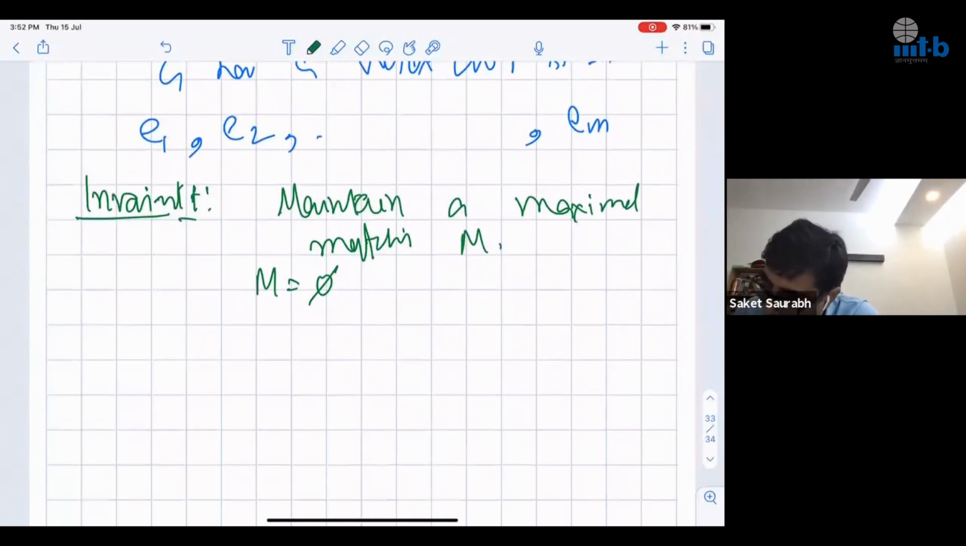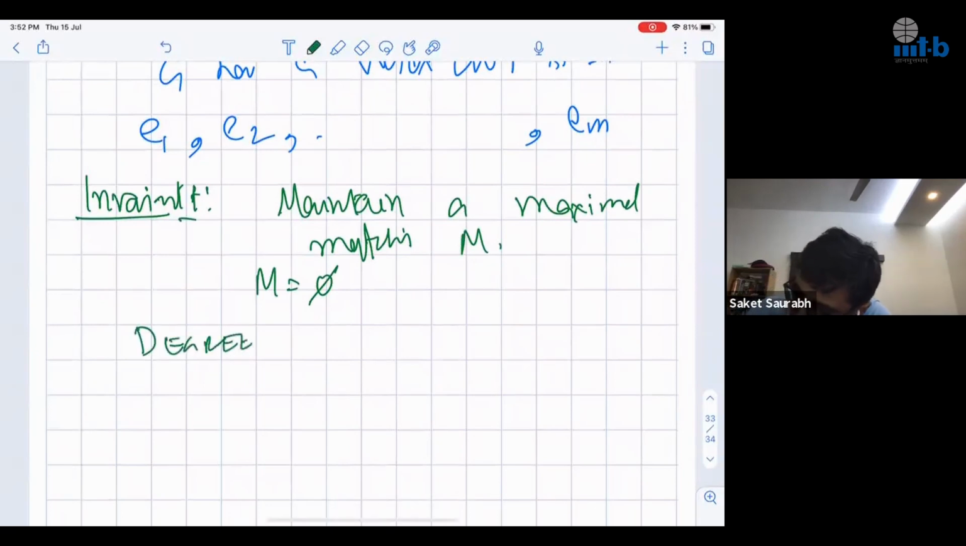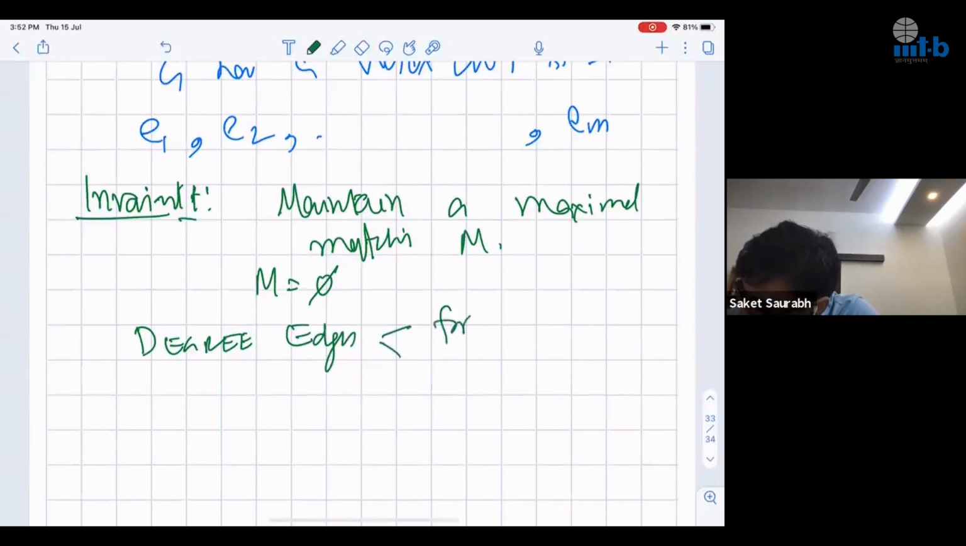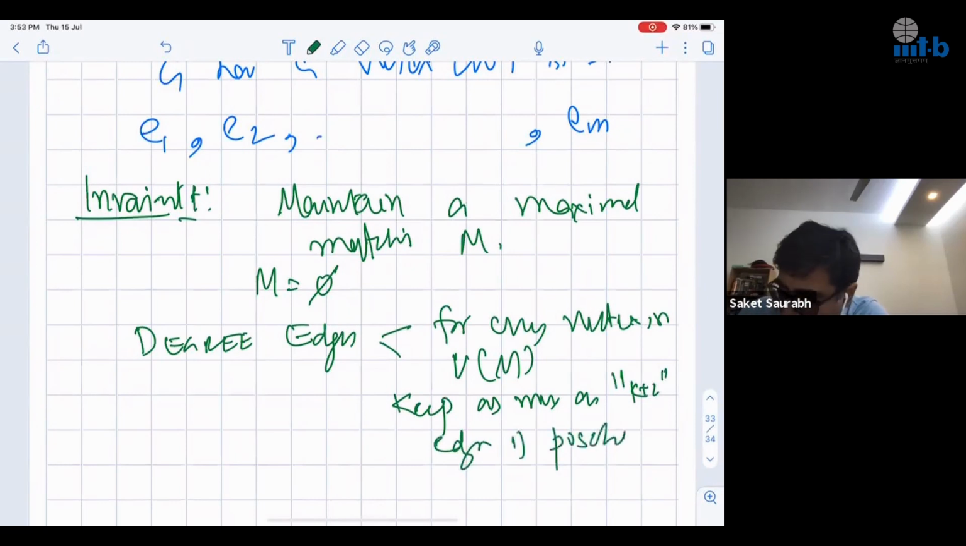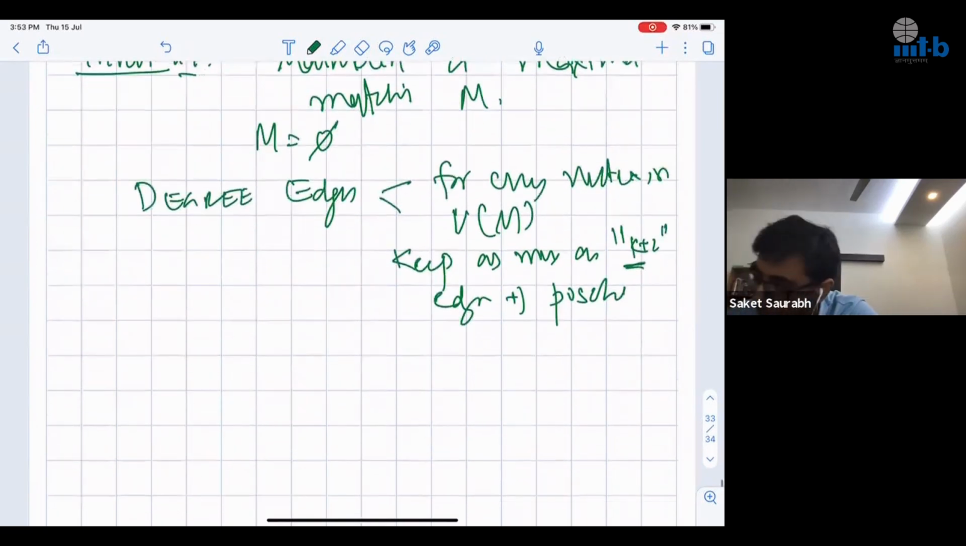And what I would like to do is add some additional edges. I will call them degree edges. You will see what I mean. Basically, for every vertex in the vertex set of M, the matching edges, I'm going to keep as many as k plus 2 edges if possible. Actually, I don't know what this number is yet. This is what I put, so we'll see how it happens.